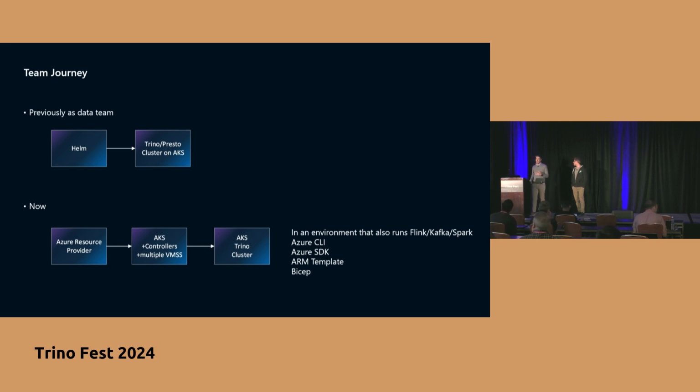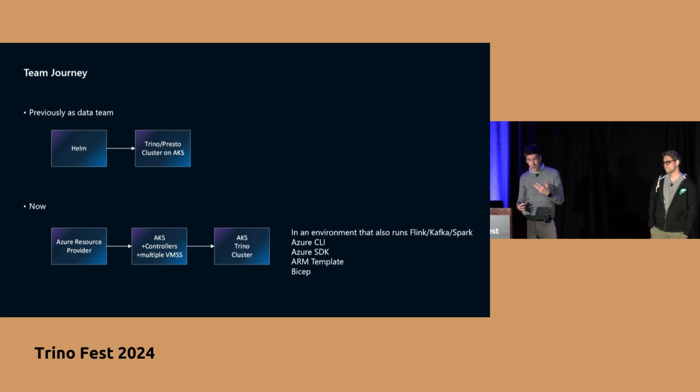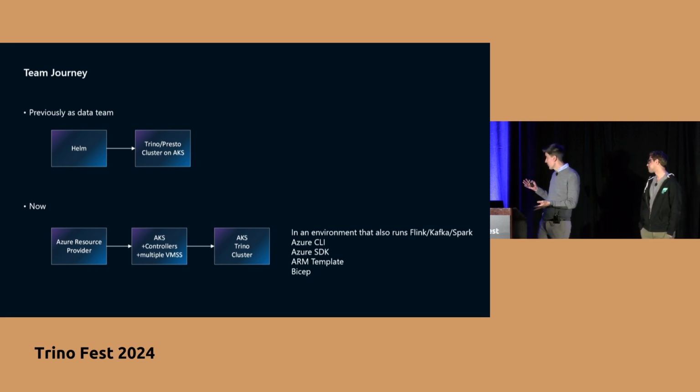So now, because of the internal and external interest in Trino, we formed a team in Azure Data to ship Trino as a service. It ships through the Azure Resource Provider, so with the Azure APIs or the Azure Portal, you can create it. It deploys AKS, and on the AKS, we have Trino controllers, which manage the Trino deployment and create the Trino pods as appropriate.